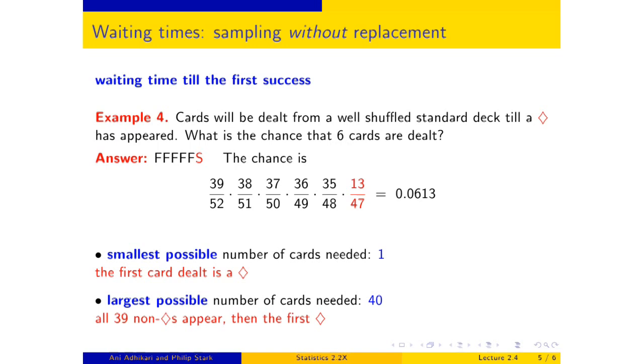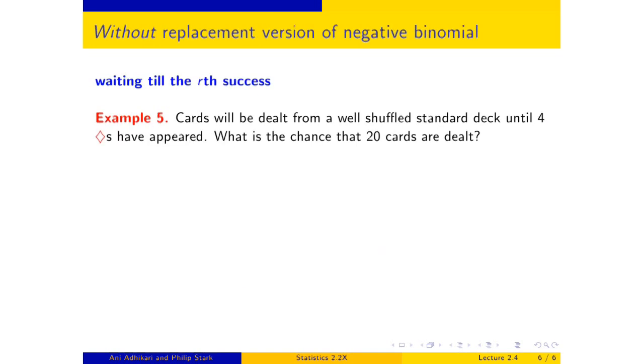To finish the discussion, I'm going to be greedy again, and I'm not going to be satisfied with 1 diamond. Sorry, I wasn't even waiting for hearts before. I was waiting for diamonds. So, not waiting until 1 diamond, I'm waiting until 4 diamonds. Well, then I'm going to wait a little bit longer. And the question I'm asking is, what is the chance that 20 cards have to be dealt for this to happen? And now you know how to do this.